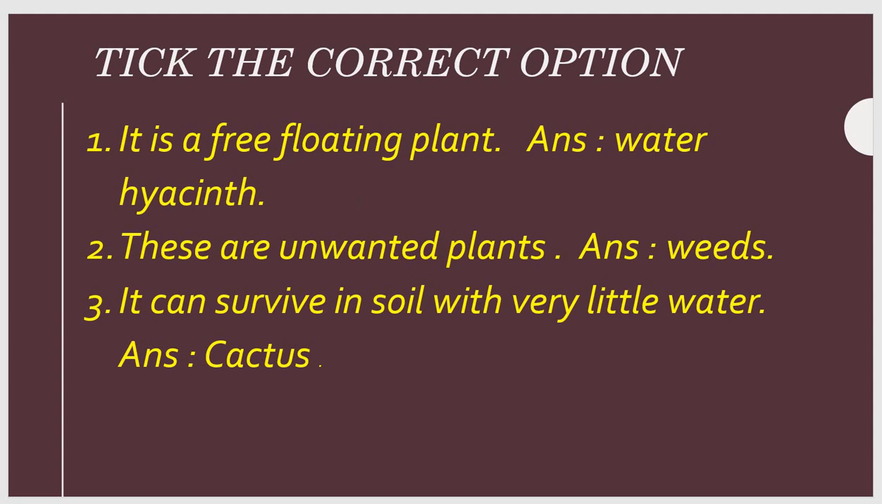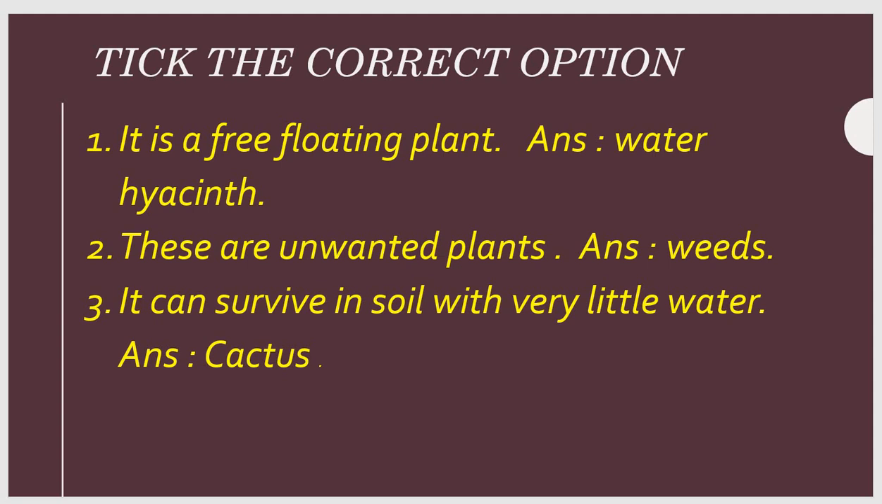Next, tick the correct option. It is a free-floating plant. Answer, water hyacinth. These are unwanted plants and weeds. It can survive in soil with very little water. Cactus. Cactus can survive in the soil which has very little water.